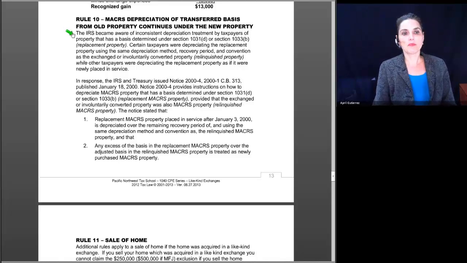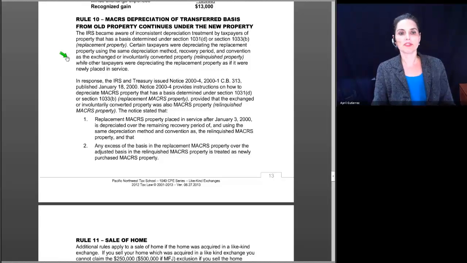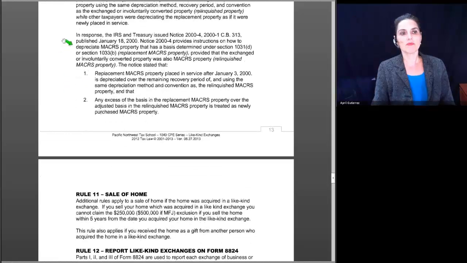The IRS became aware of inconsistent depreciation treatment by taxpayers of property that has basis determined under Section 1031. Certain taxpayers were depreciating the replacement property using the same depreciation method, recovery period, and convention as the exchanged or involuntarily converted property, while other taxpayers were depreciating the replacement property as if it was newly placed in service. In response to this, the IRS and the Treasury issued Notice 2000-4.